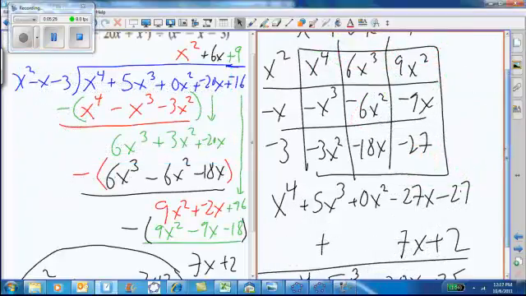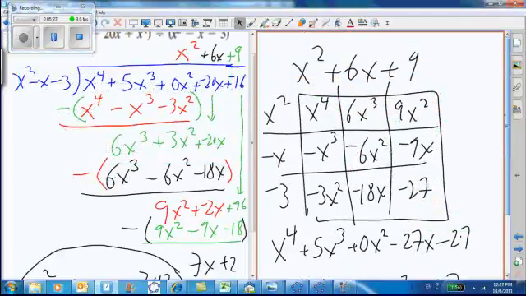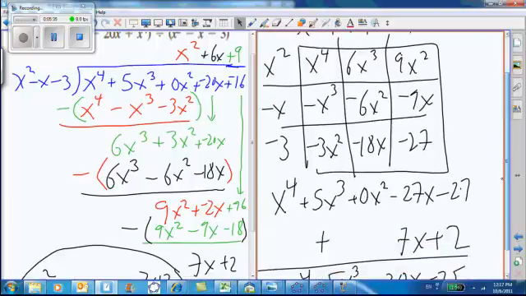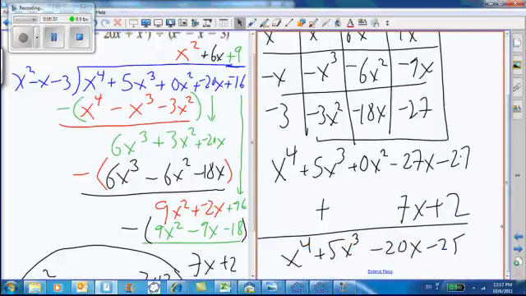Check this out, I'm fallible. In my checking of the solution, by multiplying the divisor times the quotient, I came up with this big expression. And then when I added on the remainder, it did not match the beginning. So I did something wrong in the constant term and I found it. It was right here. 9 times negative 3 is not negative 18, but negative 27. So we can fix that now.